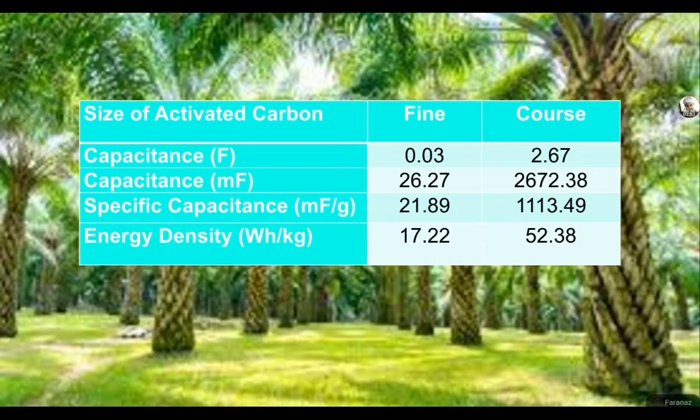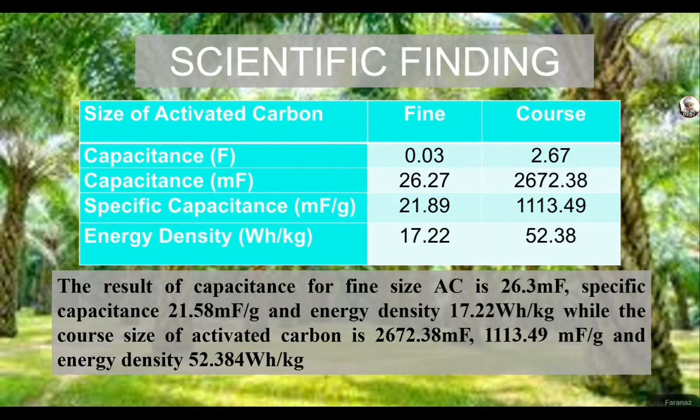Scientific finding. The result of capacitance for fine size activated carbon is 26.3 millifarad. Specific capacitance 21.58 millifarad per gram and energy density 17.22 watt hour per kilogram, while the coarse size of activated carbon is 2672.38 millifarad. For specific capacitance, 1113.49 millifarad per gram and energy density for coarse size activated carbon is 52.38 watt hour per kilogram.